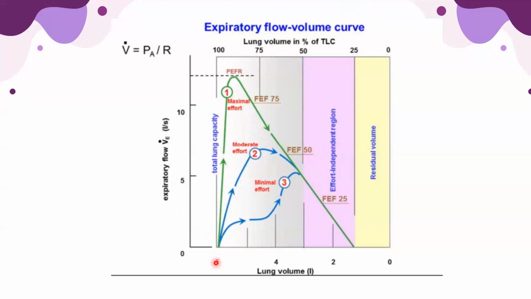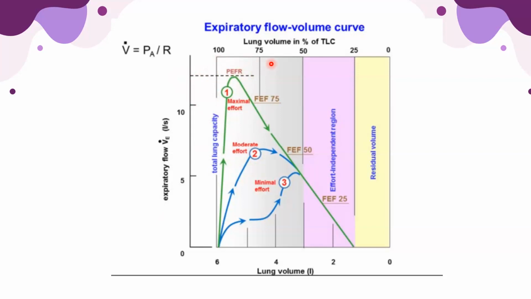So see here, the maximal flow rate that we get when the person breathes out forcefully and maximally is called the PEFR, which is peak expiratory flow rate. Maximal effort. So we measure the PEFR of a person, and you can see here, with maximal effort, we get a particular value of the PEFR. If the person isn't able to put in that much effort, their effort is going to decrease, and so we're going to get a lesser value of PEFR. Minimal effort is going to give an even lesser value of PEFR.